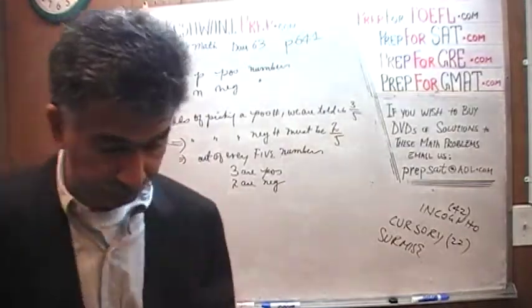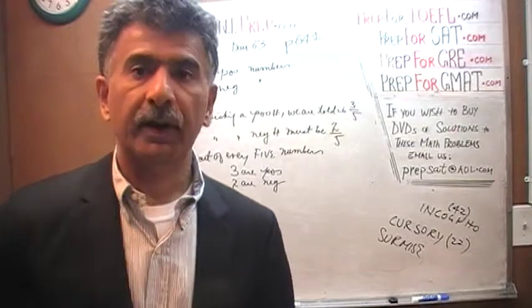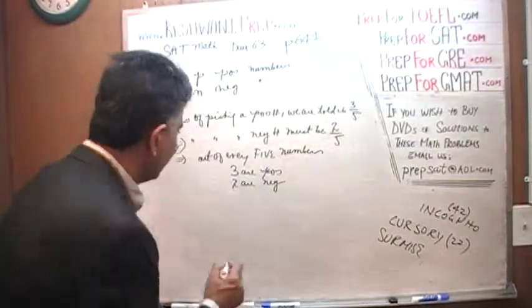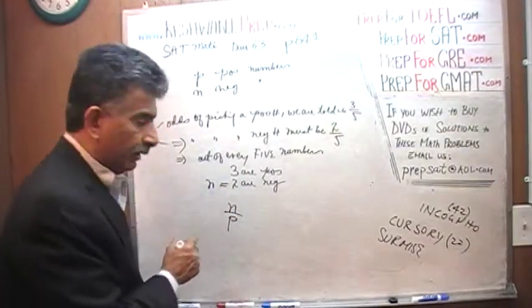Are you with me so far? That's what it tells us. And the question simply is, what's the ratio of negative number to positive number? What's the ratio of n over p? Well, there's your n. This is your n. And this is our p.